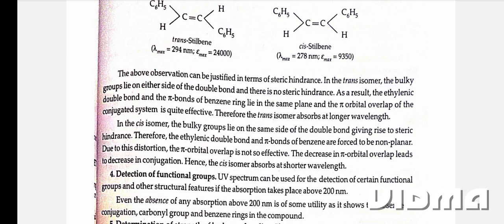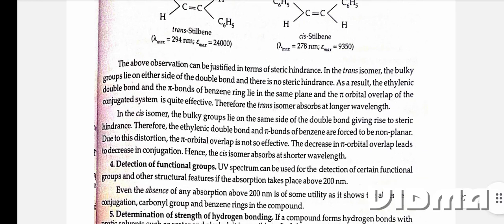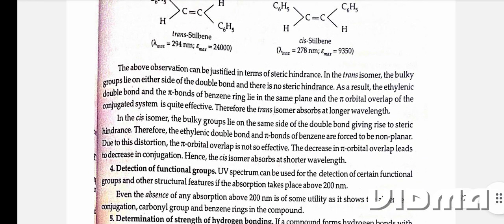In the trans isomer, the bulky groups lie on either side of the double bond and there is no steric hindrance. As a result, the ethylene double bond and the pi bonds of the benzene ring lie in the same plane and the pi orbital overlap of the conjugated system is quite effective. Therefore, the trans isomer absorbs at longer wavelength.